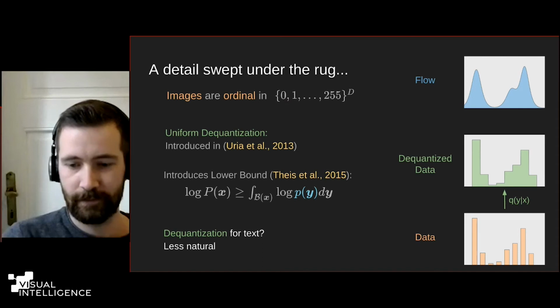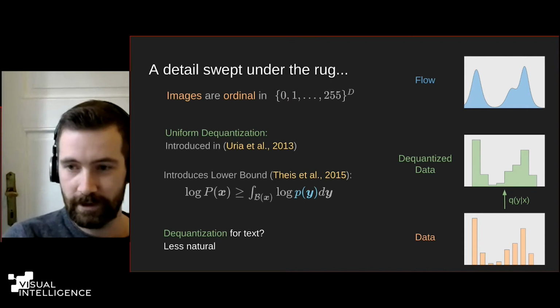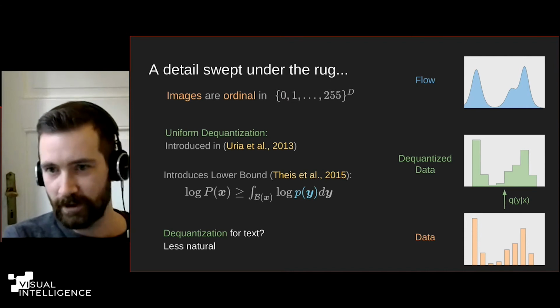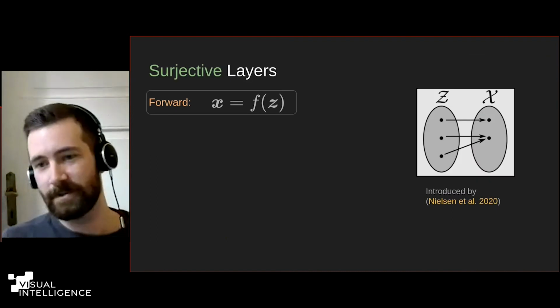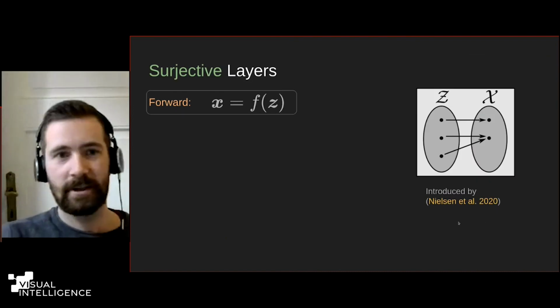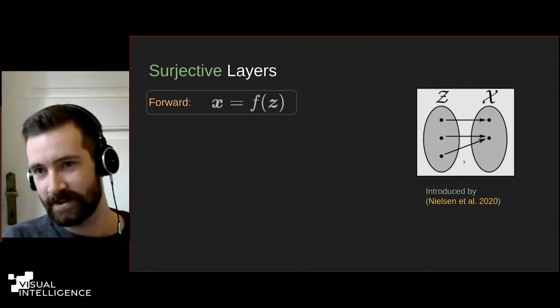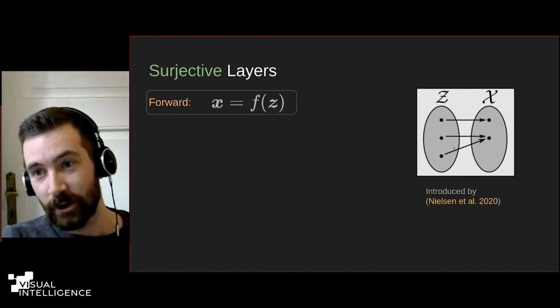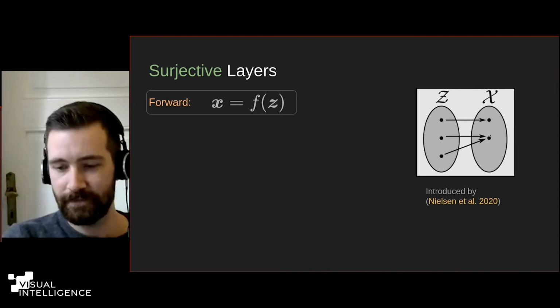So yeah, before we introduce argmax flows, I want to quickly talk about another way of looking at this that provides the setup for argmax flows. So in this paper from NeurIPS last year, we introduced surjective flow layers. So that's layers that are not invertible. It's a deterministic map, but two inputs can map to the same output.